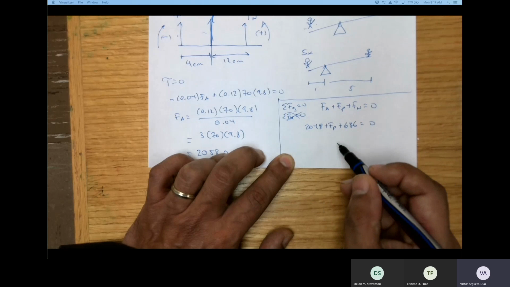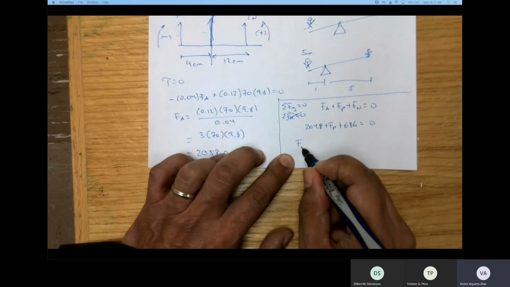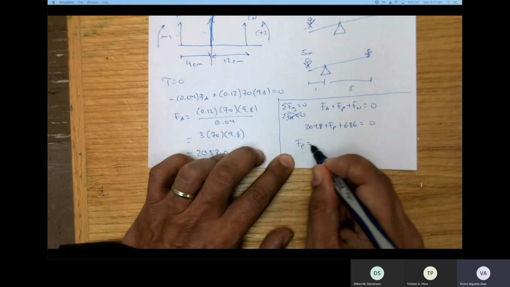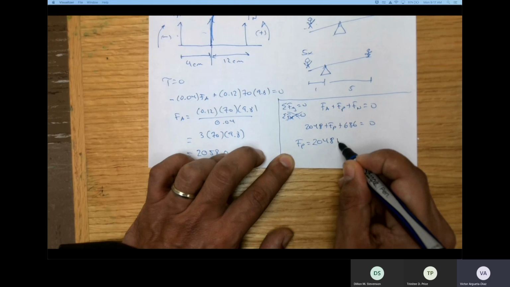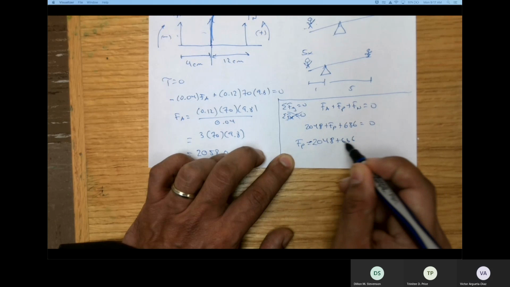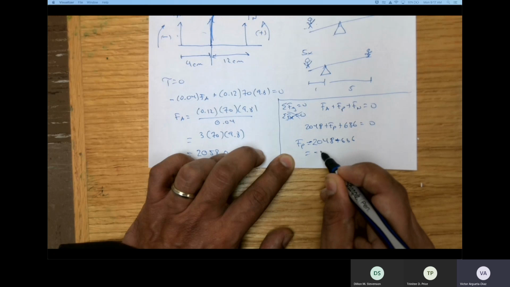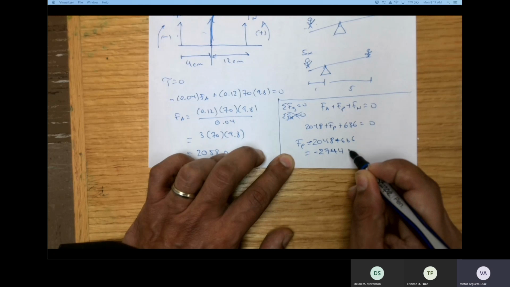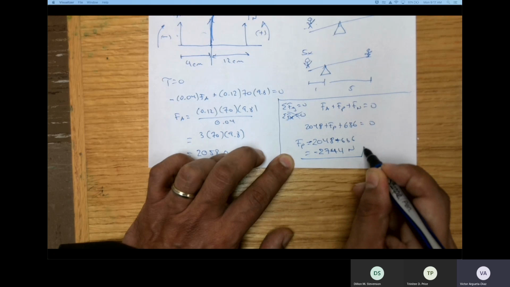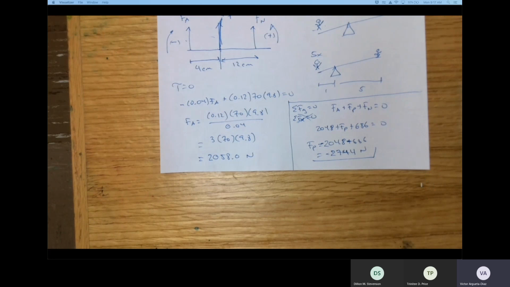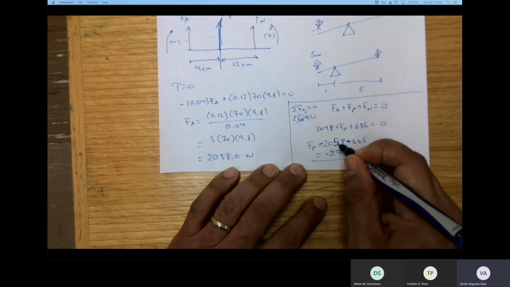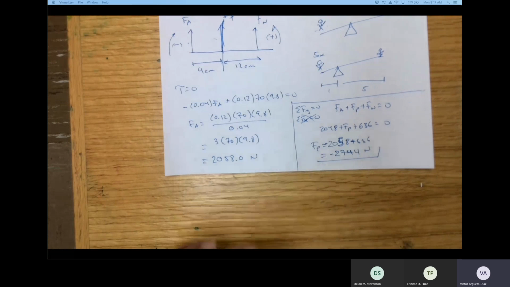And solving for that force, I'm going to have 2058 plus 686, or negative. So this will be negative 2,744 newtons. Yes, it's 2058, not 48. There you go. Yeah, makes sense.